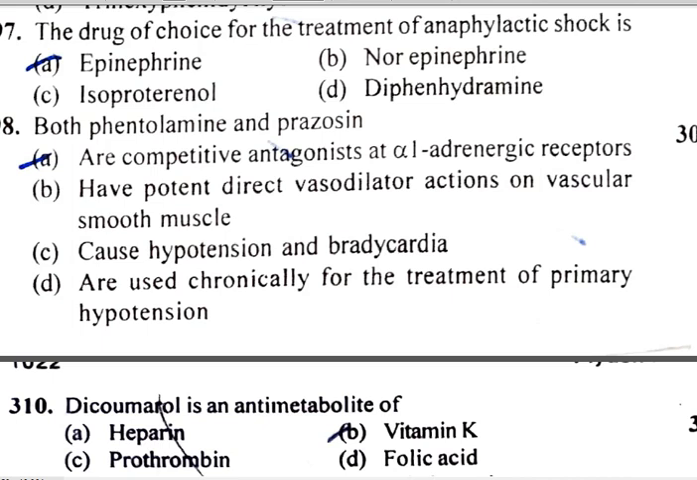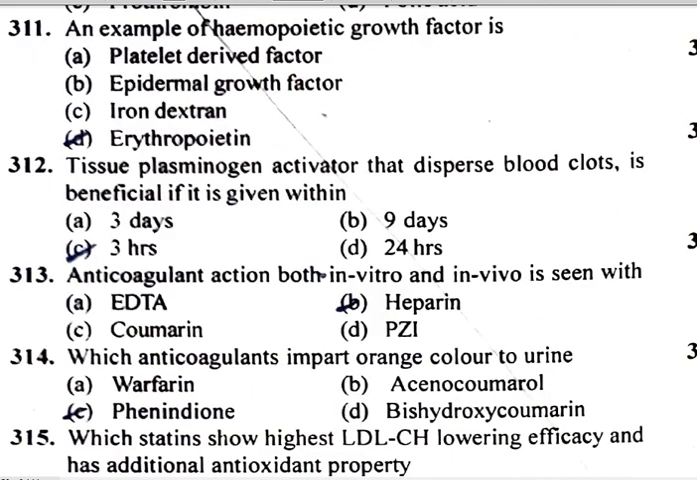Both phentolamine and prazosin are competitive antagonists at alpha-1 adrenergic receptor. Dicumarol is an antimetabolite of vitamin K. An example of hematopoietic growth factor is erythropoietin. Tissue plasminogen activator that disperses blood clots.